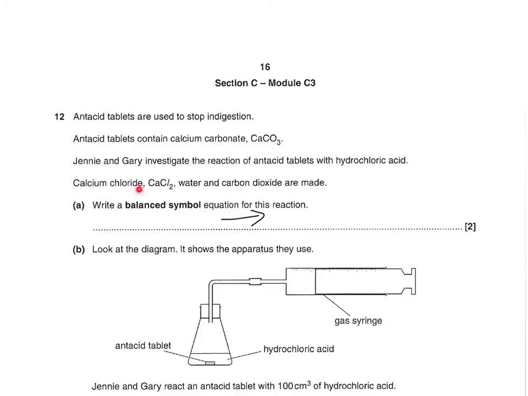So it tells you that calcium chloride, water, and carbon dioxide are made. So it's given you the symbol for calcium chloride, because they don't expect you to know that. And then you should know water, that's H2O, and you're expected to know carbon dioxide as well, that's CO2. And then it says calcium carbonate is reacting with hydrochloric acid. So calcium carbonate is CaCO3. Hydrochloric acid is HCl. Again, they don't give you that one. You're expected to know it. So that's one mark for just writing all those out. And then to balance it, for the second mark, you just need 2 HCl.